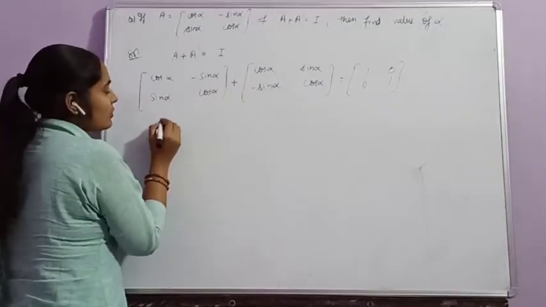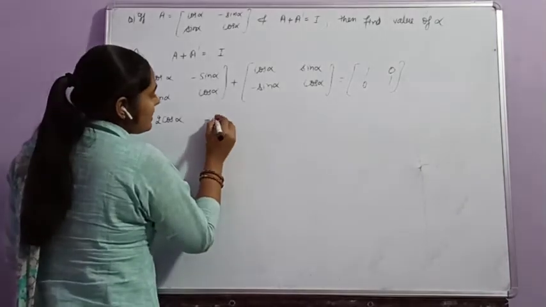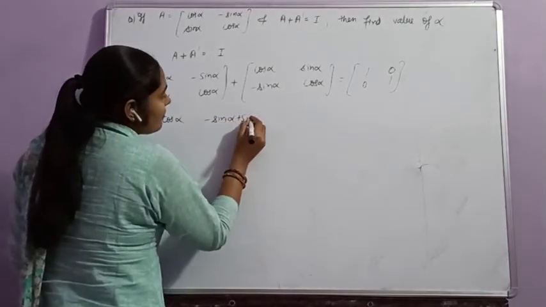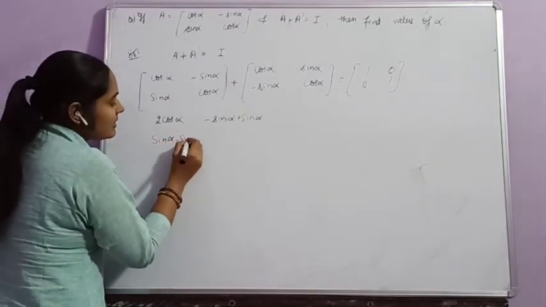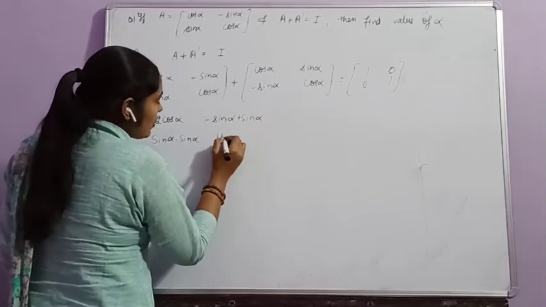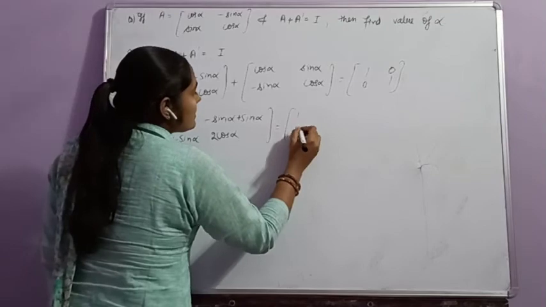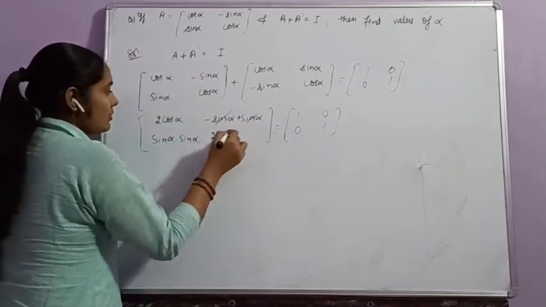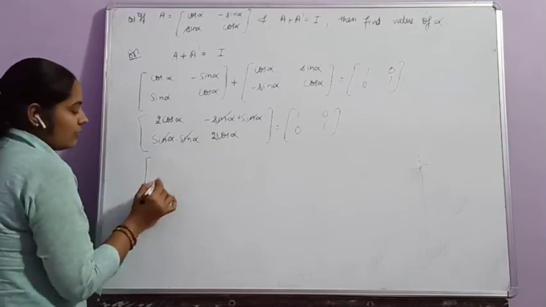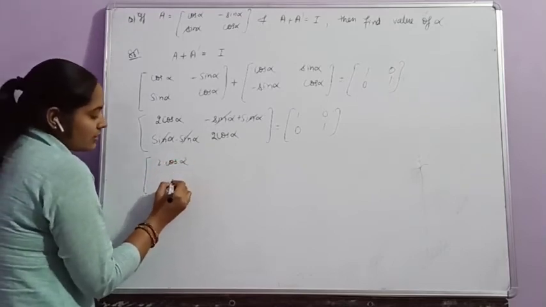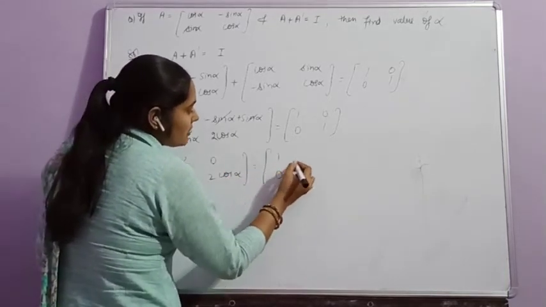Now cos alpha plus cos alpha is equal to 2 cos alpha. Similarly minus sin alpha plus sin alpha. Sin alpha plus minus minus sin alpha, minus sin alpha, cos alpha plus cos alpha, that is 2 cos alpha. That is equal to 1 0 0 1. Minus sin alpha and plus sin alpha cancel out. We can write down 2 cos alpha, 0 0 2 cos alpha, that is equal to 1 0 0 1.